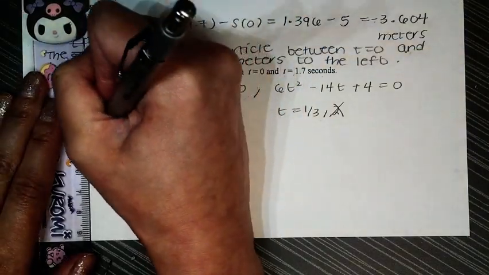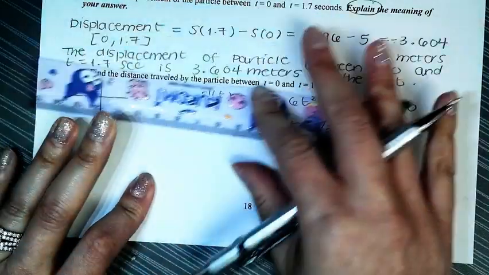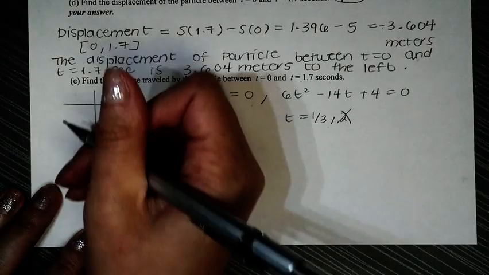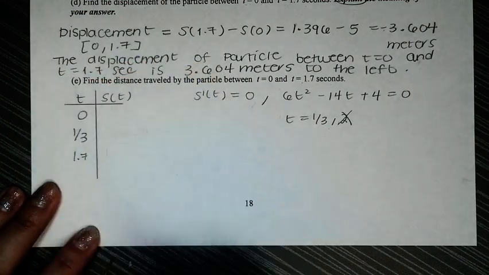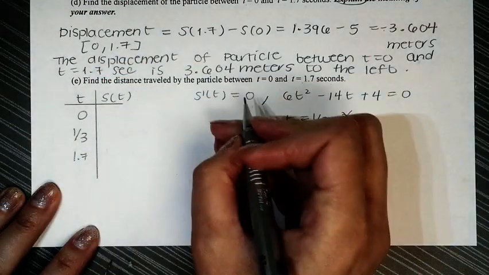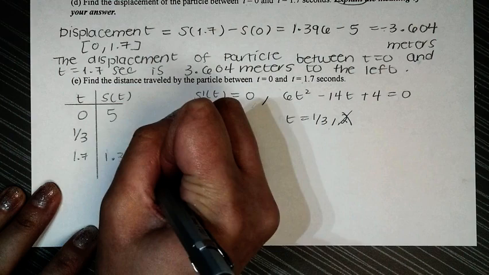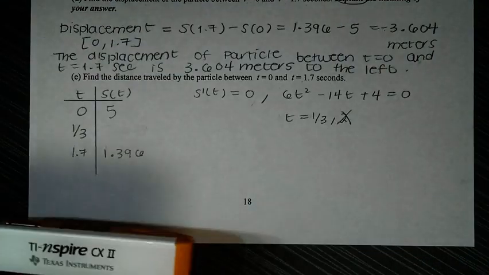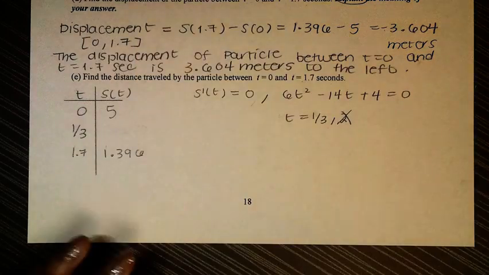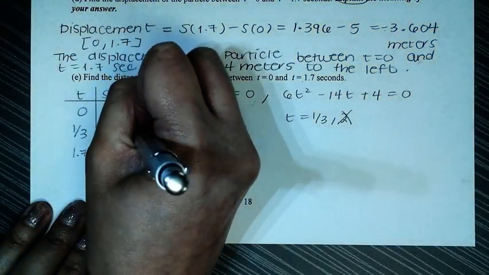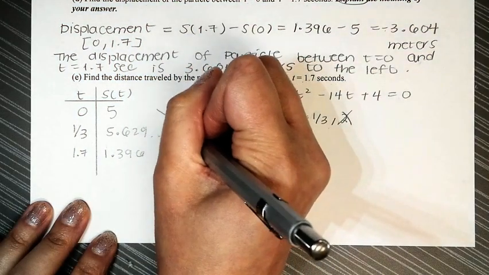What you're going to do is take your extremes and evaluate them, which are the 0 and the 1.7, which we already know because of the values from the displacement. In addition to that, we're going to have the 1/3. When I plug in the 0, that's going to be 5, and the 1.7 is going to be 1.396. When I plug the 1/3 into my calculator, it gave me 5.629 and more decimals. So what we're going to do is compute the distance between these values.